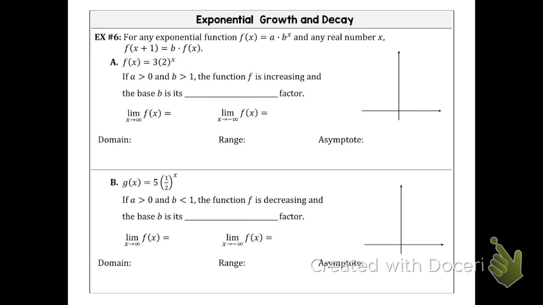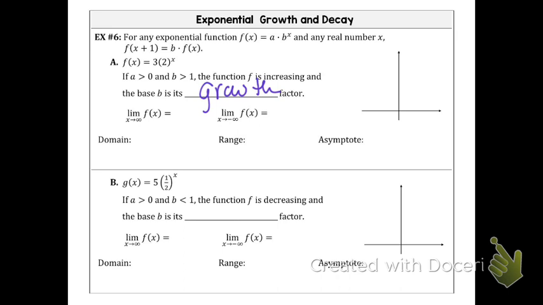Example 6 says for any exponential function, f of x equals a times b to the x, for any real number x, f of x plus 1 will equal b times f of x. And so for A, we have f of x equals 3 times 2 to the x. It tells us if a is greater than 0 and b is greater than 1, the function is increasing, and the base b is its growth factor.